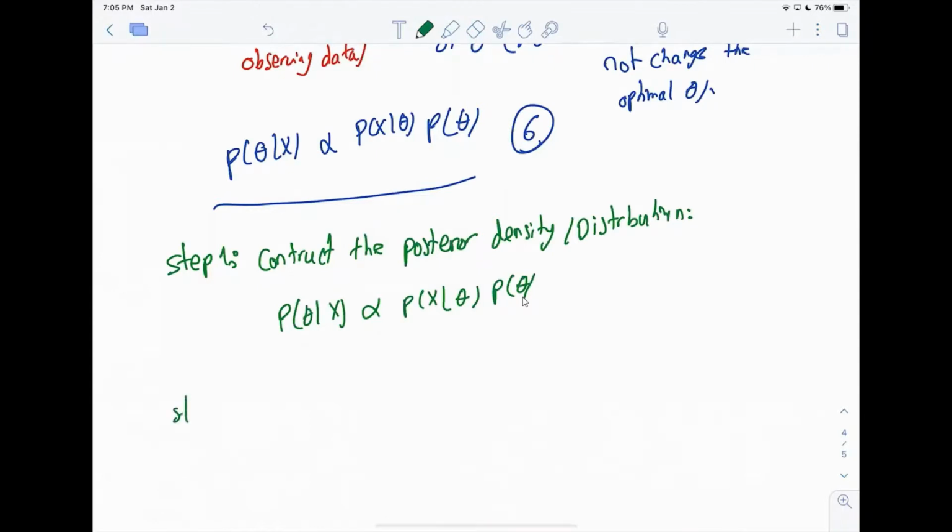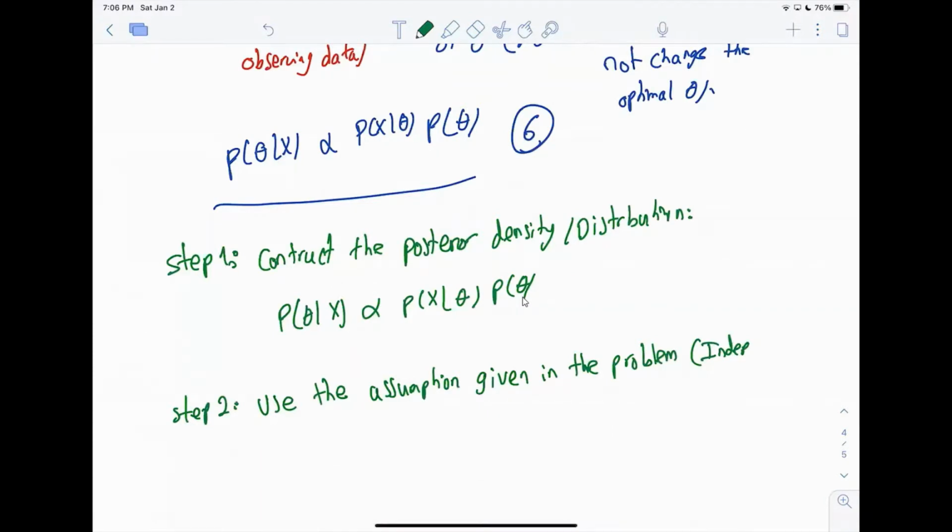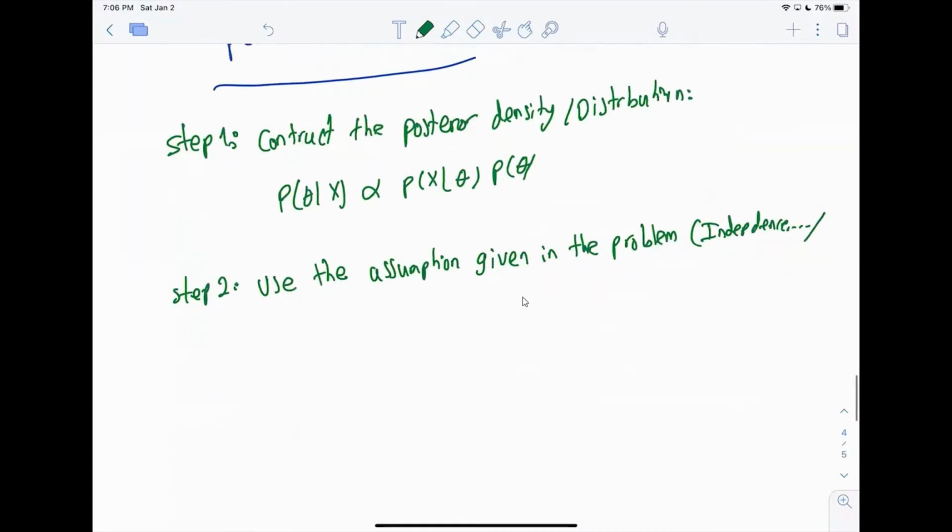Step 2, use the property of independence. If it's given in the problem, I would write like this. Use the assumption given in the problem, like independence and other stuff. Step 3 is very, very similar. It's just that instead of the likelihood, you care about the posterior.